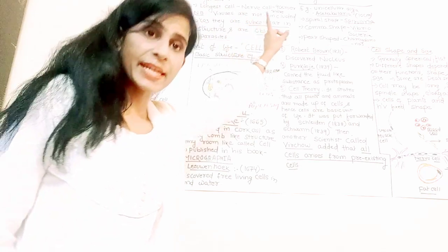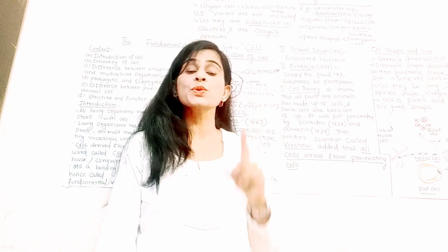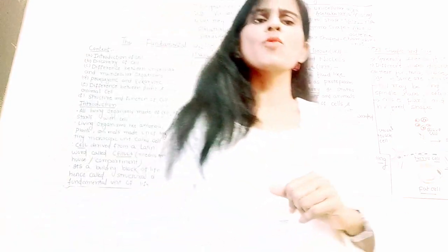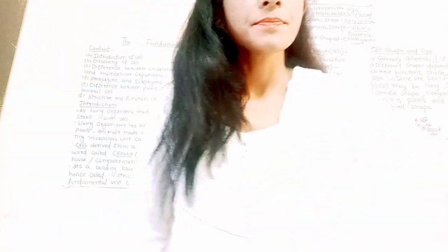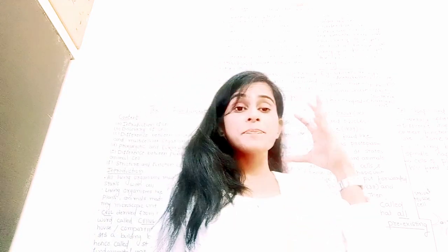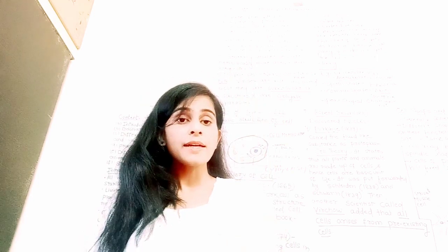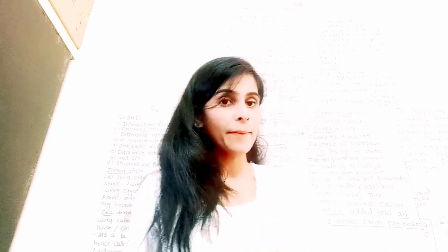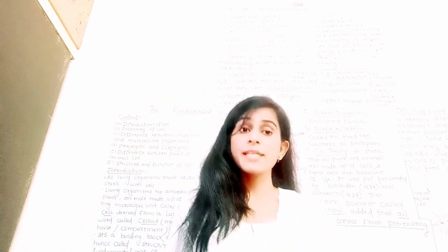Next comes cell size. Generally, cell size is directly proportional to the chromosome number. So what is chromosome number, guys? Whenever we observe a cell, inside the cell the nucleus is present, as I just told you. Inside the nucleus, a thread-like structure is present, and that thread-like structure is called the chromosome.